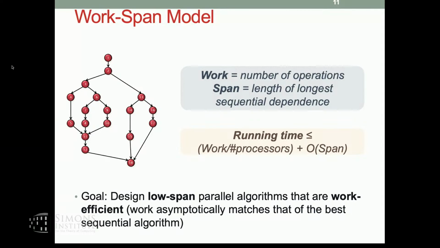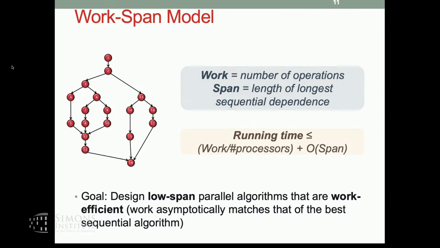Okay, so our goal is to come up with low-span parallel algorithms that are also work efficient. Work efficient means that the work of the parallel algorithm asymptotically matches the best sequential algorithm for the same problem. We care about low span, obviously, because we have the span term in the running time. But we also care about work efficiency because there's also a work term in the running time.